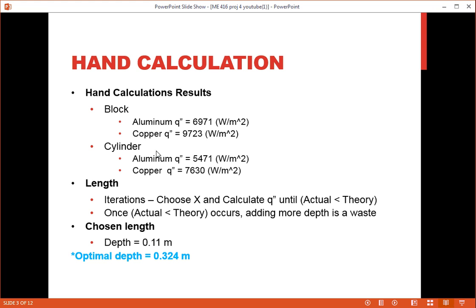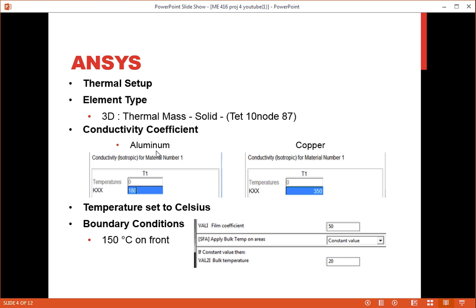For our hand calculations, our two geometries were a block and a cylinder, and the values for aluminum and copper for the heat flux are shown. We chose a depth of 0.11 meters, even though an optimal depth should have been 0.324 meters based off of our hand calculations. In ANSYS, we set up a thermal system.